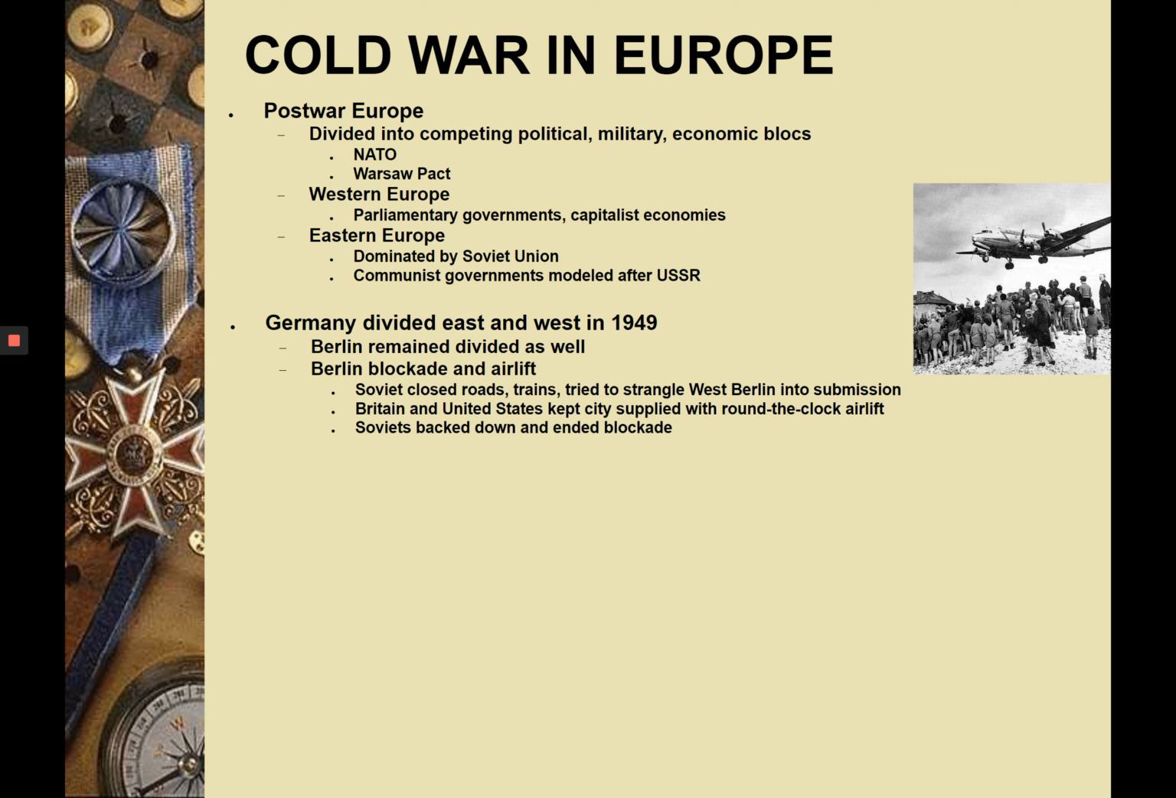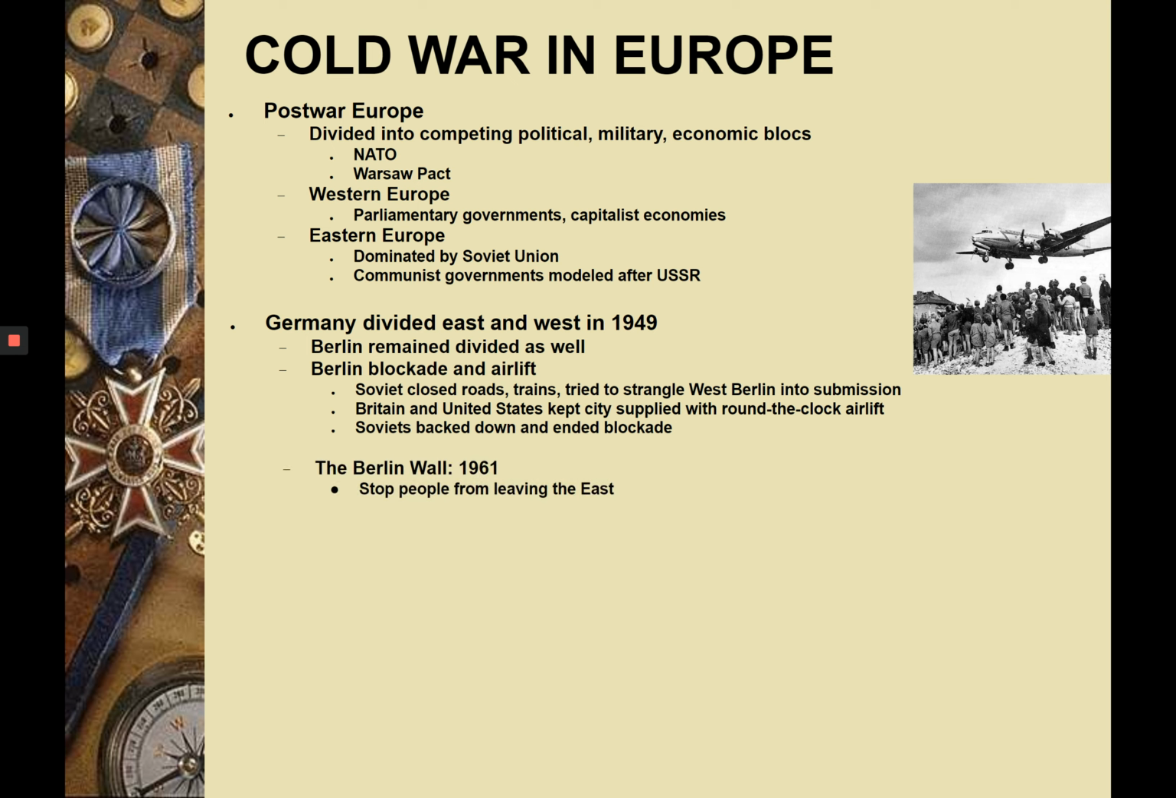So in what's known as the Berlin Airlift, the United States and Britain flew these round-the-clock missions into West Berlin. They had a plane landing every few minutes with supplies for West Berlin. And they kept this up round the clock, 24 hours a day for over a year. And finally, the Soviets backed down and gave up and ended the blockade, and Berlin would remain divided.